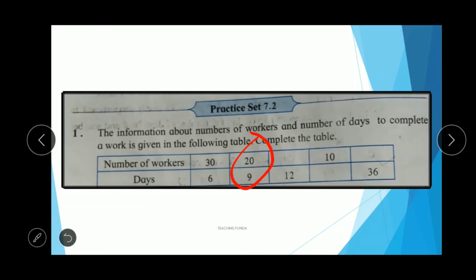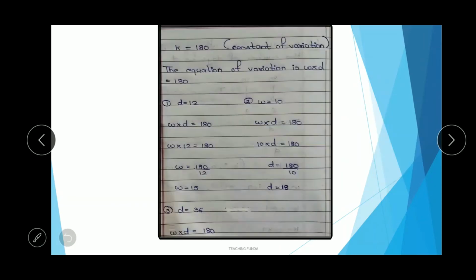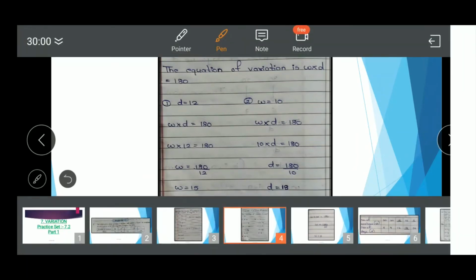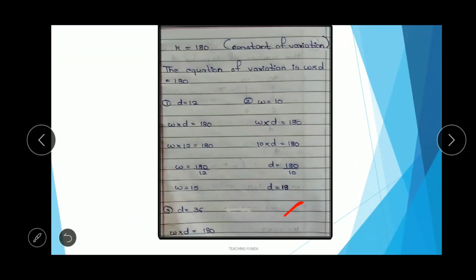Then second case, you are given workers and you have to find out days. So here in this second one, same formula, you have to write w into d is equal to 180. Now w is given, so replace w with the w's value, that is 10 into d is 180. Perform the calculation. 10 gone, 10 gone here also.